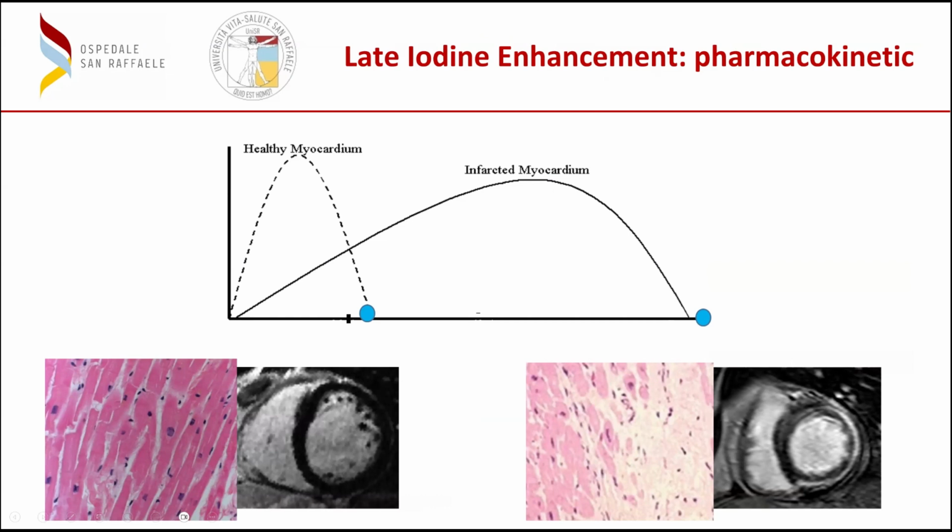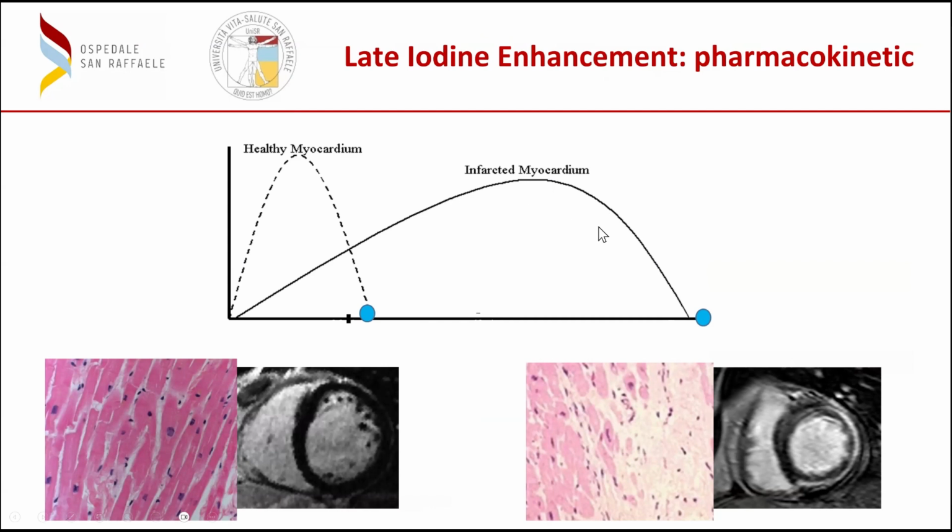This is the basis. And we know that in CMR we can obtain a very high contrast ratio between the scar or the acutely injured myocardium and the normal myocardium, because we have the capability to suppress the signal of the normal myocardium with a low concentration of gadolinium.